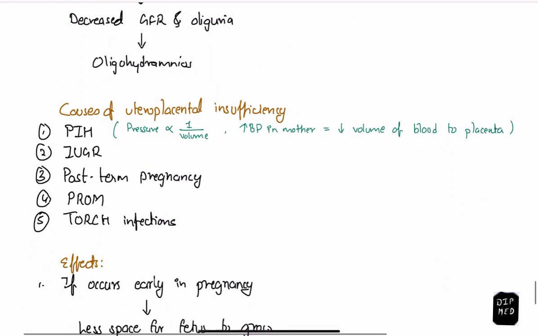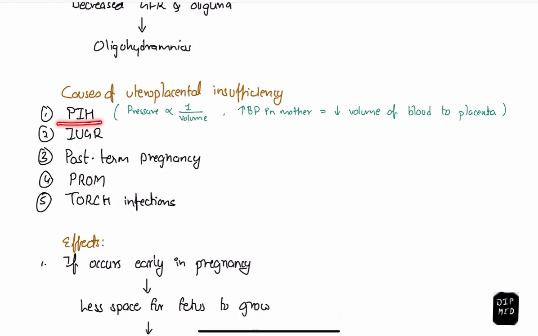Causes of uteroplacental insufficiency are pregnancy-induced hypertension or preeclampsia. Here, increase in blood pressure leads to decrease in volume of blood flowing to placenta because we know pressure is inversely proportional to volume. Other causes are intrauterine growth restriction, postterm pregnancy, premature rupture of membrane, and TORCH infection.